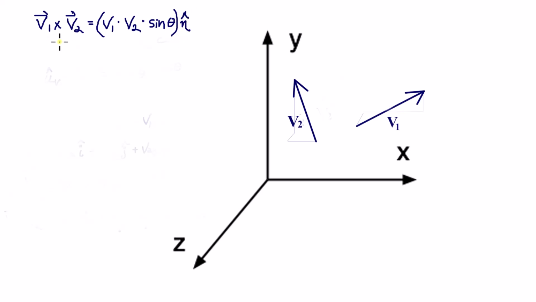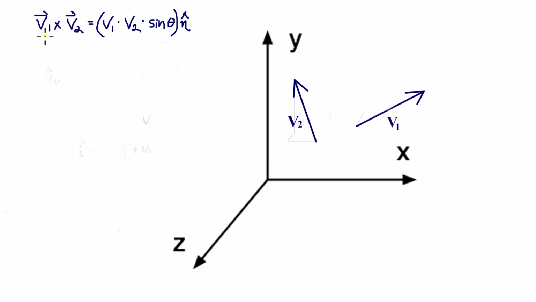So that's why the cross product is also known as the vector product. The dot product was called the scalar product because it results in a scalar. This is called the vector product because it results in a vector. This is kind of similar to the dot product. We have this magnitude of V1 and V2 times sine instead of cosine of the angle between the vectors. But it's also very different. This results in a vector.